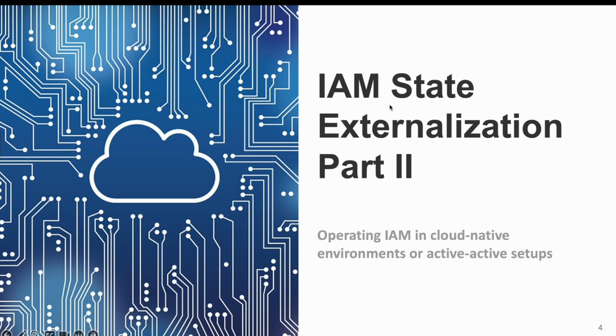IAM state externalization is about how to operate IAM in a cloud-native environment or how to support active-active setups. It's called Part 2 because we have already shown in the release webinar of IAM 8.1 how state externalization works. So this part of the video is first a repetition of how it works in general. Those who have watched the Airlock IAM 8.1 release video might skip the first part. Then we'll show what is really new in Airlock 8.2.